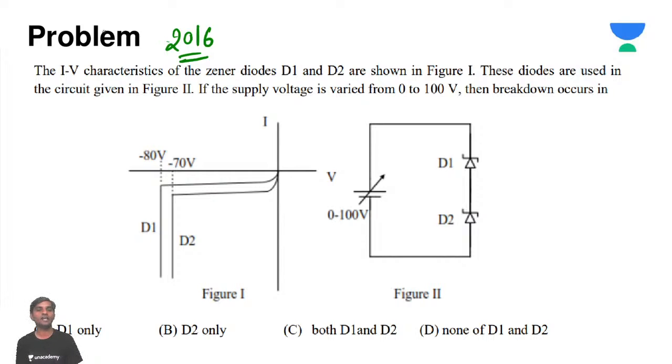The IV characteristics of the Zener diodes D1 and D2 are shown in the below figure, Figure 1. These diodes are used in the circuit given in figure 2. If the supply voltage is varied from 0 to 100 volts, breakdown occurs in.